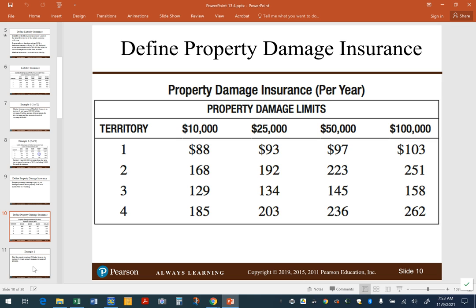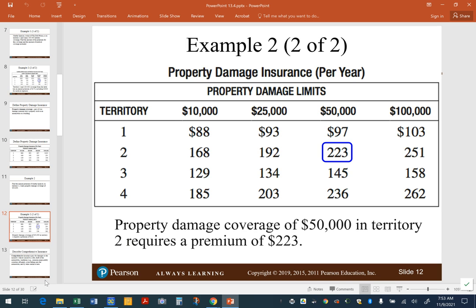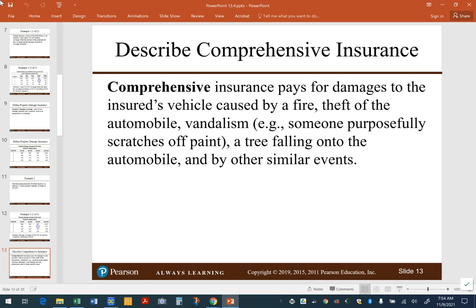If you damage that and it's your fault, then your property damage coverage would pay for that damage. And again, here's a premium table. It's based on territory, based on the amount of coverage that you choose. Using Martha's as an example again, she lives in Territory 2 and wants $50,000 worth of coverage. So Territory 2, 50,000, those two, that row and column meet at $223 per year. So that will be your cost for the property damage insurance. And that's where we left off yesterday.